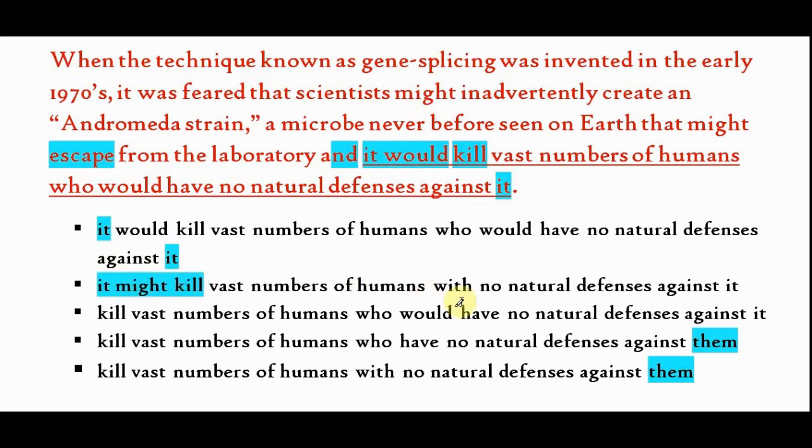By the way, B has one more error, that is with no natural defenses. Humans with no natural defenses means what? By default they do not have natural defenses. All right, but here it says against particular one. With no natural defenses means what? It is against microbe, not by default. So it is giving incorrect meaning. That's why B out, C becomes best option.